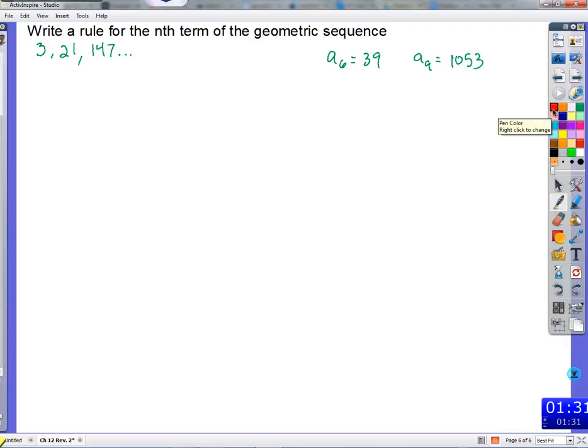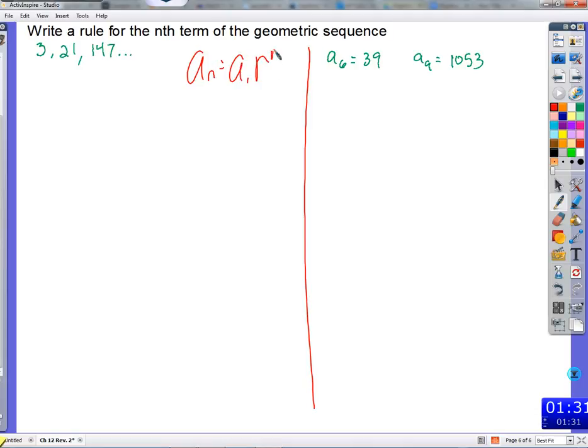Essentially the same thing here for two different problems. We just start with different pieces of information. So we're going to write a rule for the geometric sequence. Geometric means that we multiply to get from one number to the next instead of add like we do in an arithmetic sequence. For a geometric sequence, we have a sub n equals a sub 1 times r to the n minus 1.